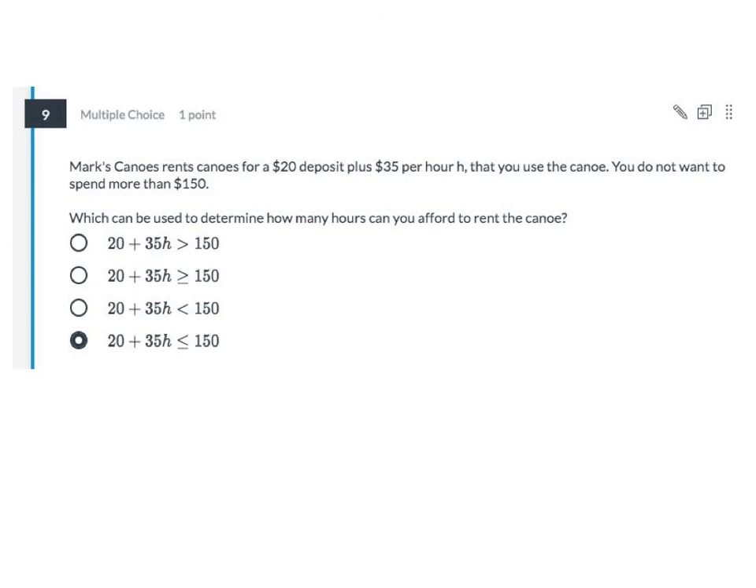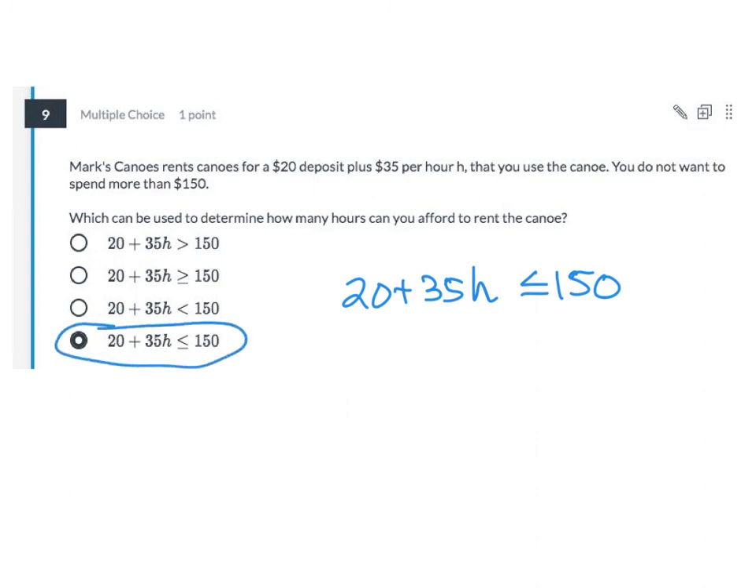All right, number 9. It says Mark's Canoe Rental rents canoes for a $20 deposit with a $35 per hour rate. You do not want to spend more than $150. So all of this is going to be less than or equal to $150. It cannot go over it, but I can go up to it. We start with the $20, and then we have that $35 per hour. That's why our answer is this one down here.